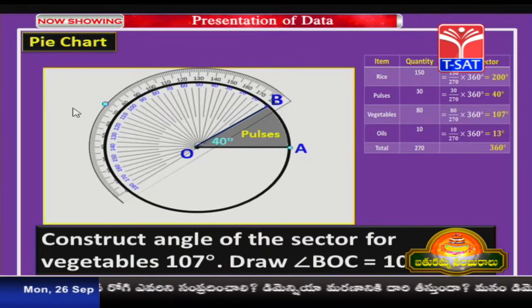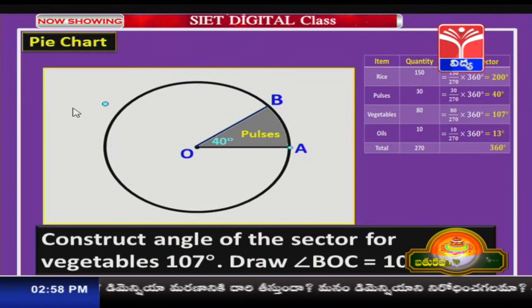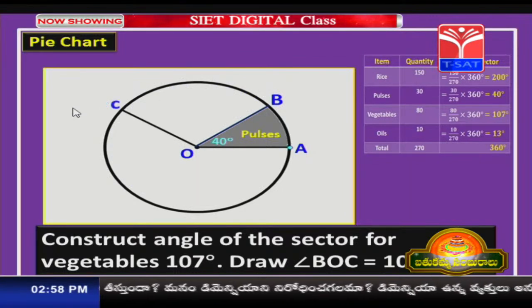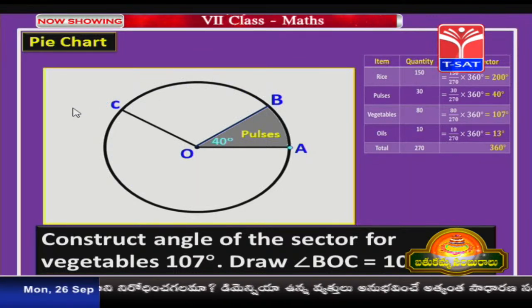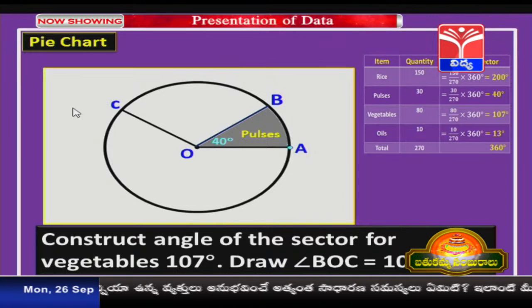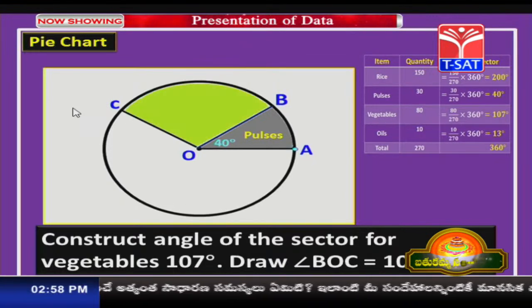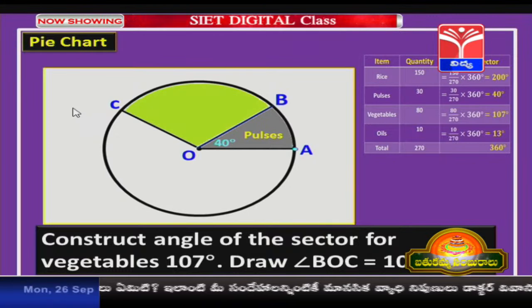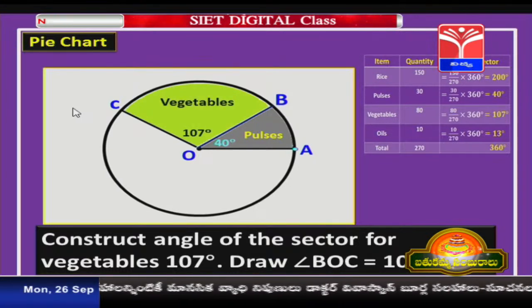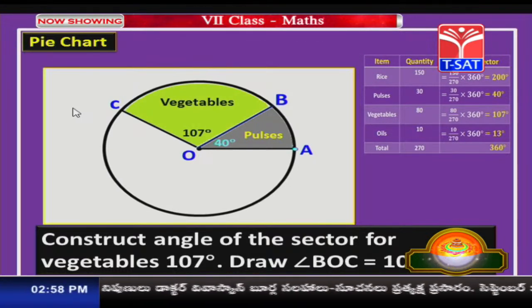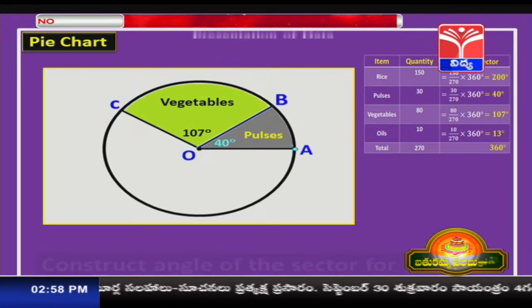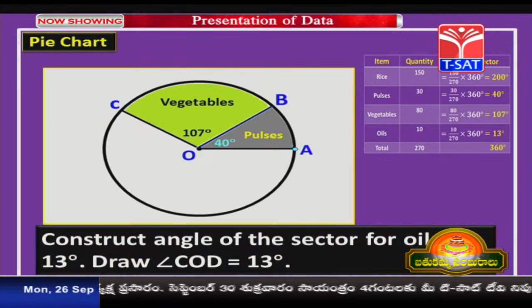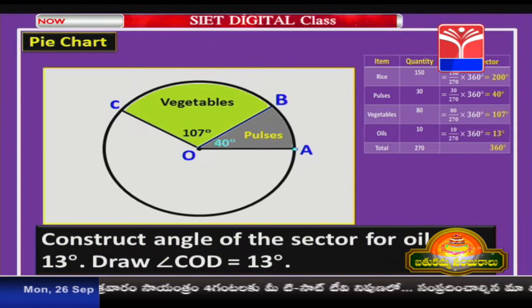Okay children. Then what we are going to do? Yes, we are going to join that point on the circumference, and we are going to mark that point as C. Okay children. Then what is that region children? Yes, that is vegetables, and we color it and mark the angles as 107 degrees. So, we will move on to our next angle, that is angle of sector as 13 degrees for oils. So, let us draw that.